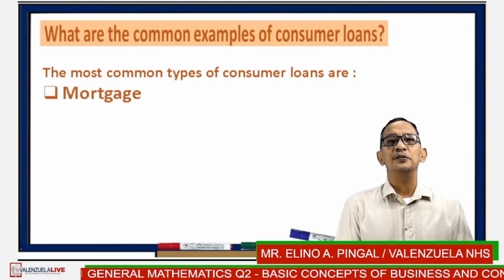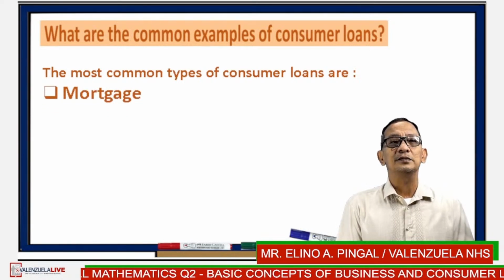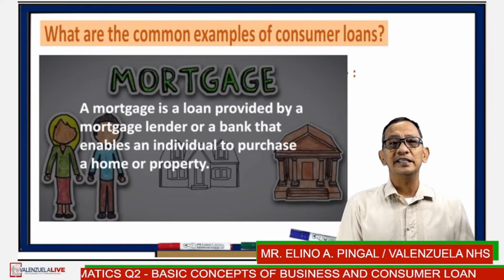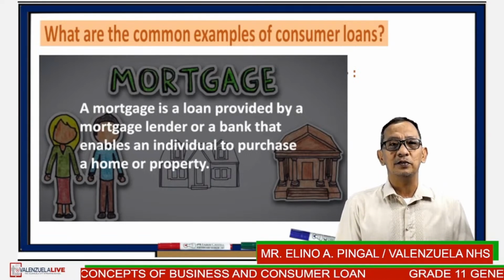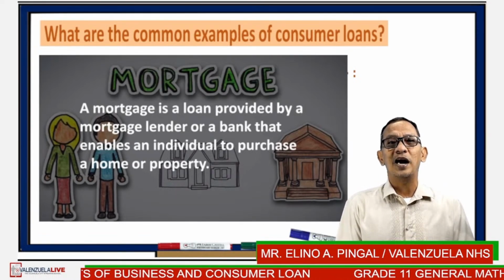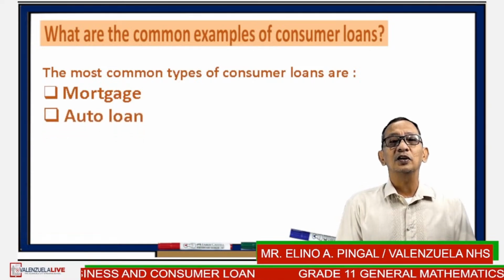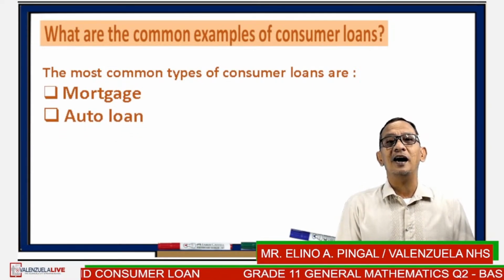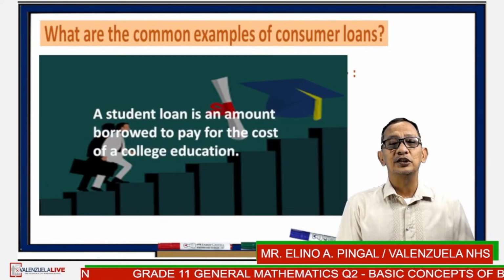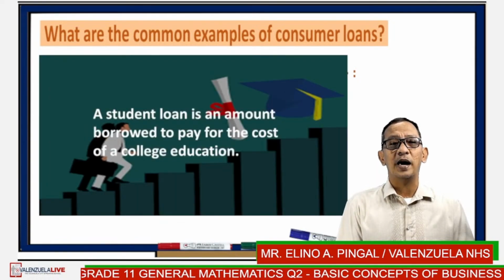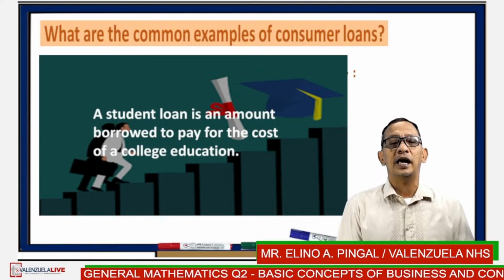The most common types of consumer loans are, first, mortgage. A mortgage is a loan provided by a mortgage lender or a bank that enables an individual to purchase a home or property. Auto loan is used to purchase a car. The third one is education loan. A student loan or education loan is an amount borrowed to pay for the cost of a college education.